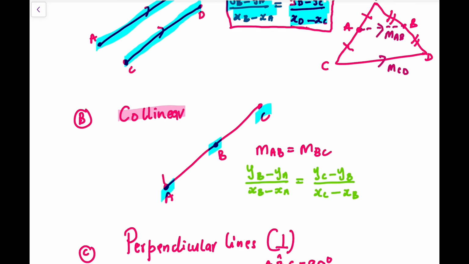So that means if I measure a gradient between A and B, and then again I measure a gradient between B and C, I will get the same gradient. So if the points are collinear, that means the gradient of AB in this case is the same as the gradient of BC. Now, sometimes they will ask you to prove that points are collinear. So you will calculate the gradient of AB, then calculate the gradient of BC. The gradient of AB will be the same as the gradient of BC.